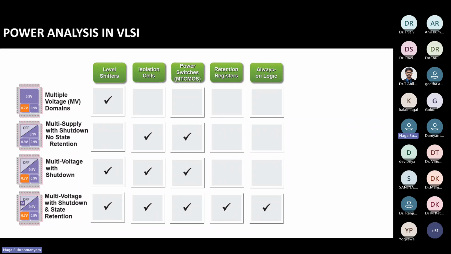Okay, multi supply with shutdown, no retention: then isolation cells and power switches are only required. Multi voltage with shutdown: all these three things are required. To make it shut down or switch on, power switches are required. Multi voltage with shutdown and state retention, this is the finest one, right? The last one requires all things.